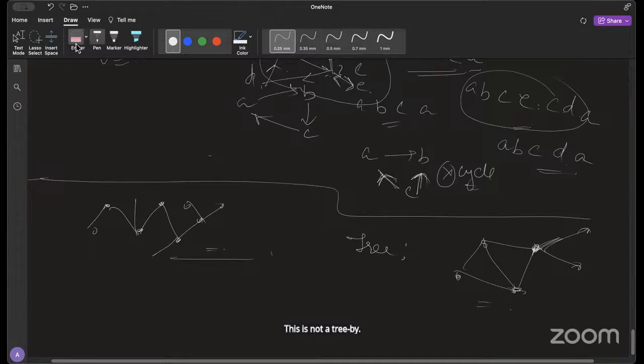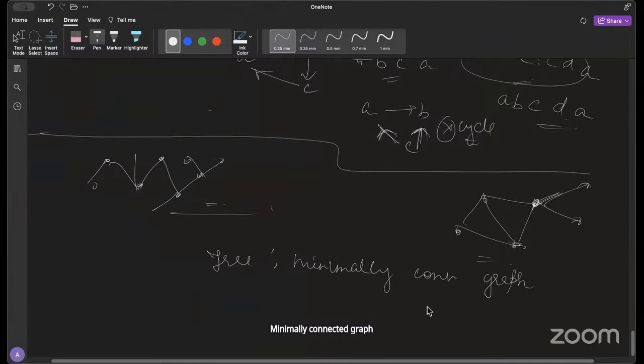Why? By definition, a tree is a minimally connected set. Minimally connected means a connected graph which is minimal, in the sense that if I remove one edge from that tree, it won't be a connected graph anymore. That's the definition of a tree: a minimally connected graph. Even if I remove one edge from there, it won't be connected anymore.